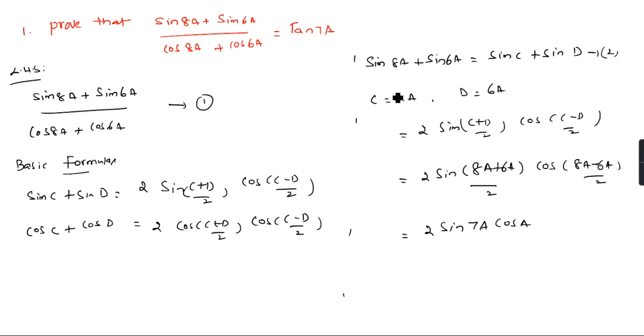So sin 8a + sin 6a is equal to 2 sin 7a cos a. This is taken as 2.